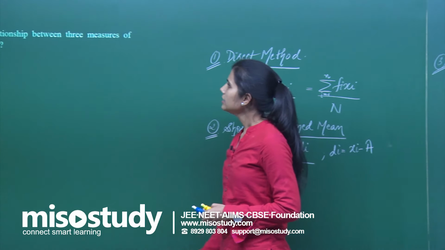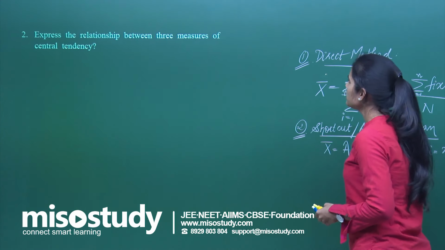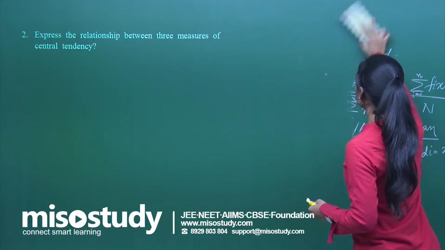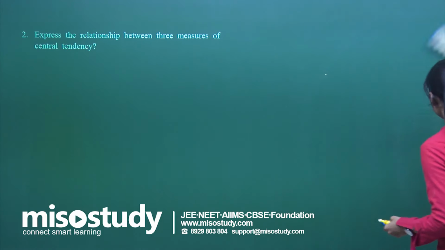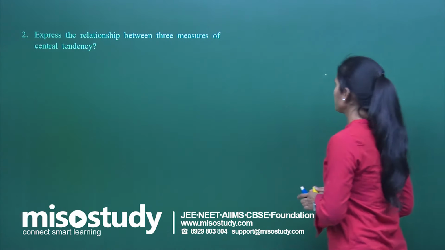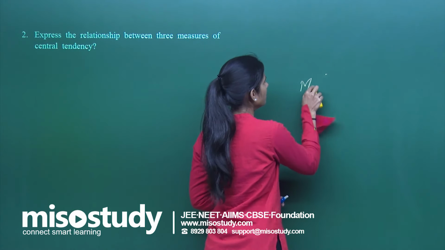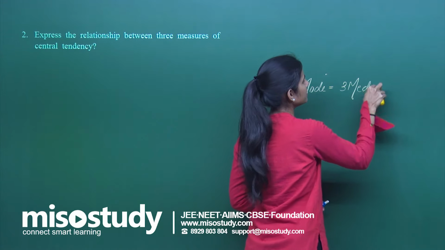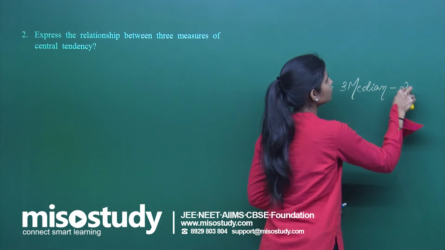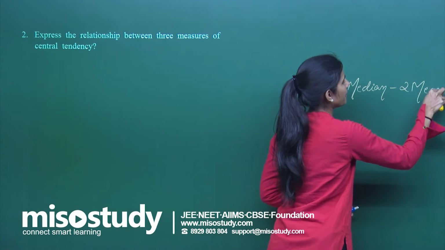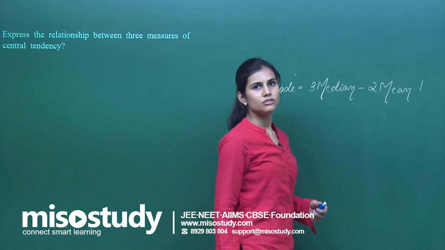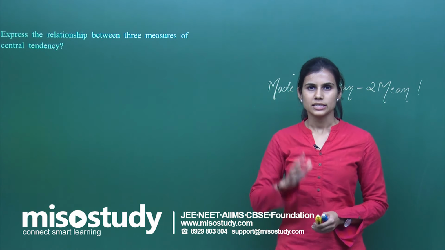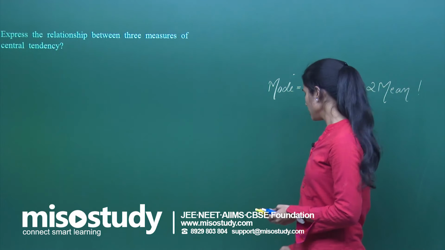It says express the relationship between the 3 measures of central tendency. So the 3 measures of central tendency have what relationship? The relationship is nothing but mode is equal to 3 times median minus 2 times mean. That's the relationship between the 3 measures of central tendency, the mean, median and mode.